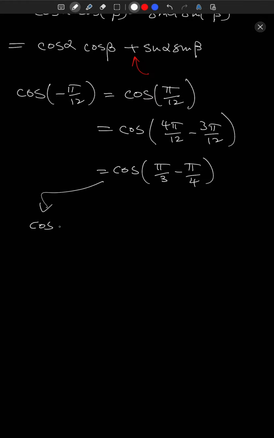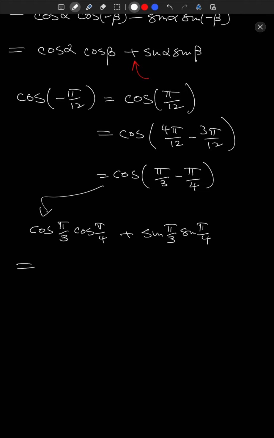So this is actually using our new identity. This is cosine of pi over 3, cosine of pi over 4, plus sine of pi over 3, sine of pi over 4. And so we end up with cosine of pi over 3 is 1/2, times root 2 over 2, plus root 3 over 2 times root 2 over 2. And so we get root 2 plus root 6 over 4. So this is an angle that previously we couldn't really calculate as easily.